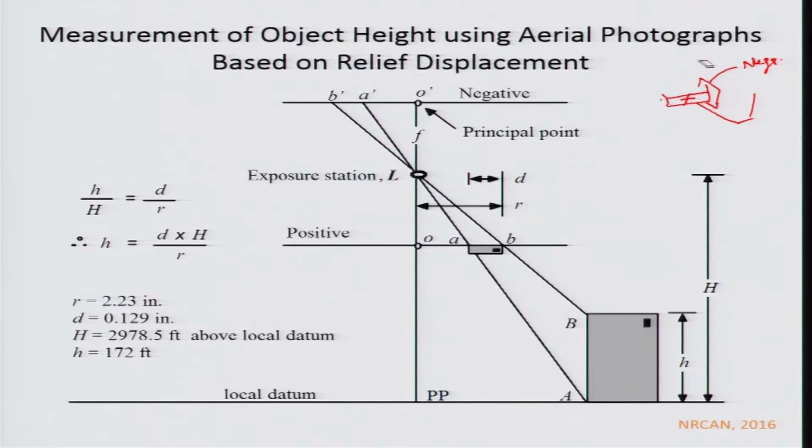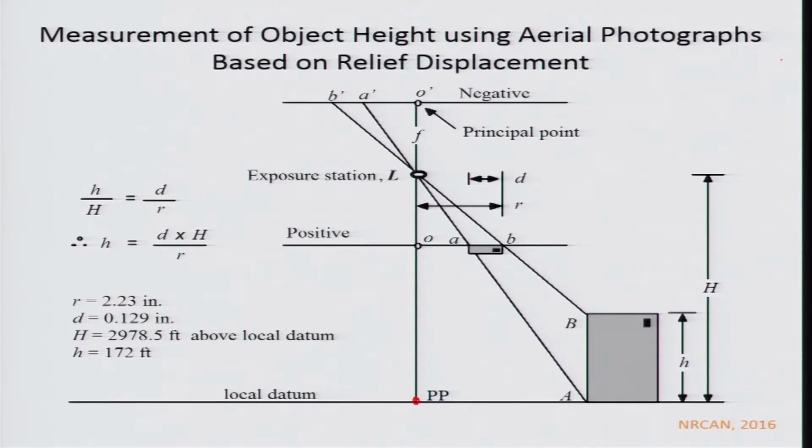So if you understand all this, for example, O dash on the negative is the point O on the positive, and then PP on the ground. And if on the ground you have an object here, represented by B as the top of the object and A as the base of the object, the same will be represented on the positive as A B, and similarly on the negative as A dash and B dash.